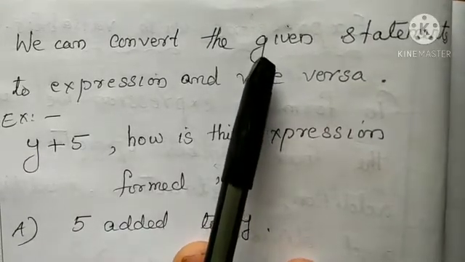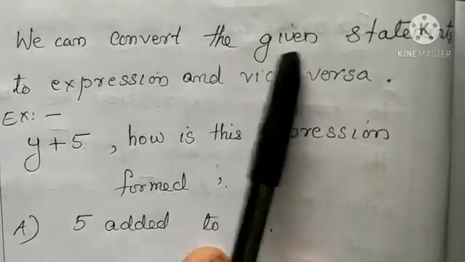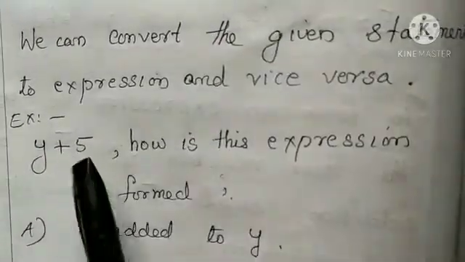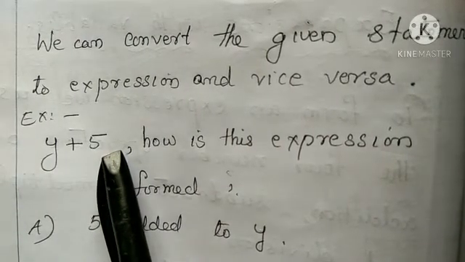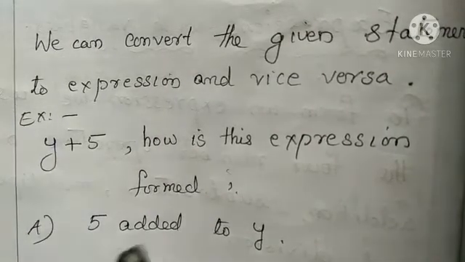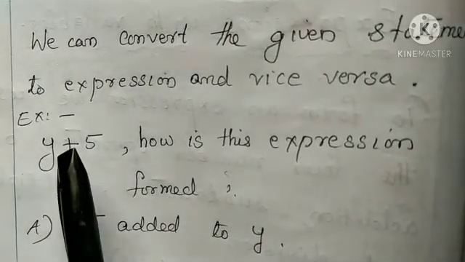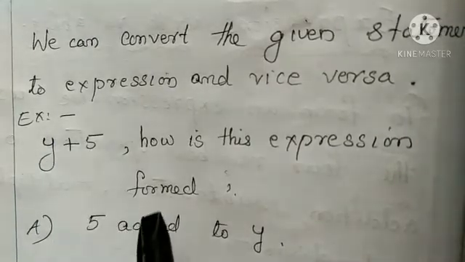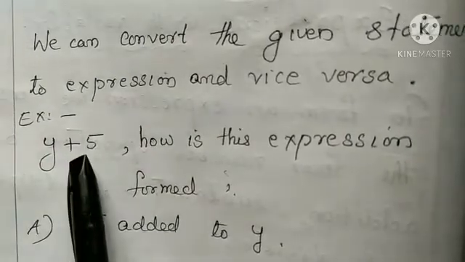Next is how we can convert the given statement to an expression and vice versa. That means statement to expression and expression to statement. Here y plus 5 is an expression. How is it formed? 5 added to y is the statement. y plus 5 is the expression. Understood? y plus 5 is the expression, and how it is formed, that is the statement: 5 added to y, then we will get this expression.